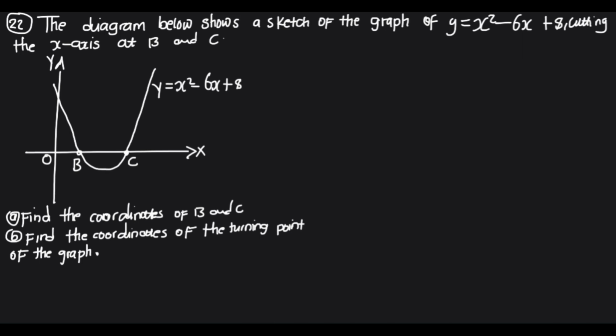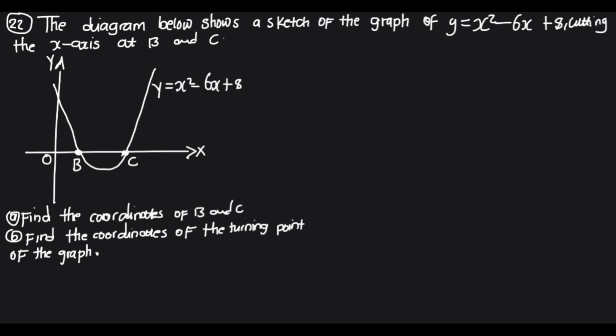Okay, so now we move on to question 22. The diagram below shows a sketch of the graph y is equal to x squared minus 6x plus 8, cutting the x-axis at B and C, and we have been given this graph here. So we have the x-intercept. The x-intercept is where the graph is cutting the x-axis, so we can say that we have B and C. Now let's look at the first question: find the coordinates of B and C. So we are just solving for x-intercept.